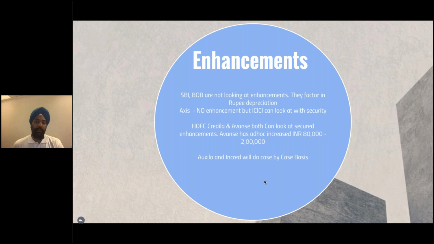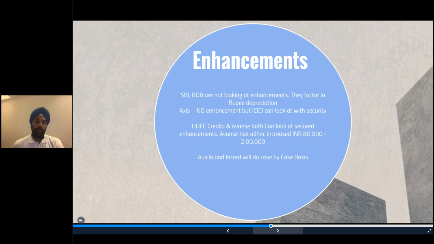They have increased the ad hoc limit by 80,000 to 2 lakhs, which technically means that all of you students can draw 80,000 or 2 lakhs over and above your present total loan sanction value. And that's brilliantly done. They're very supportive. So those who have taken Avanse can look at this quite seriously.